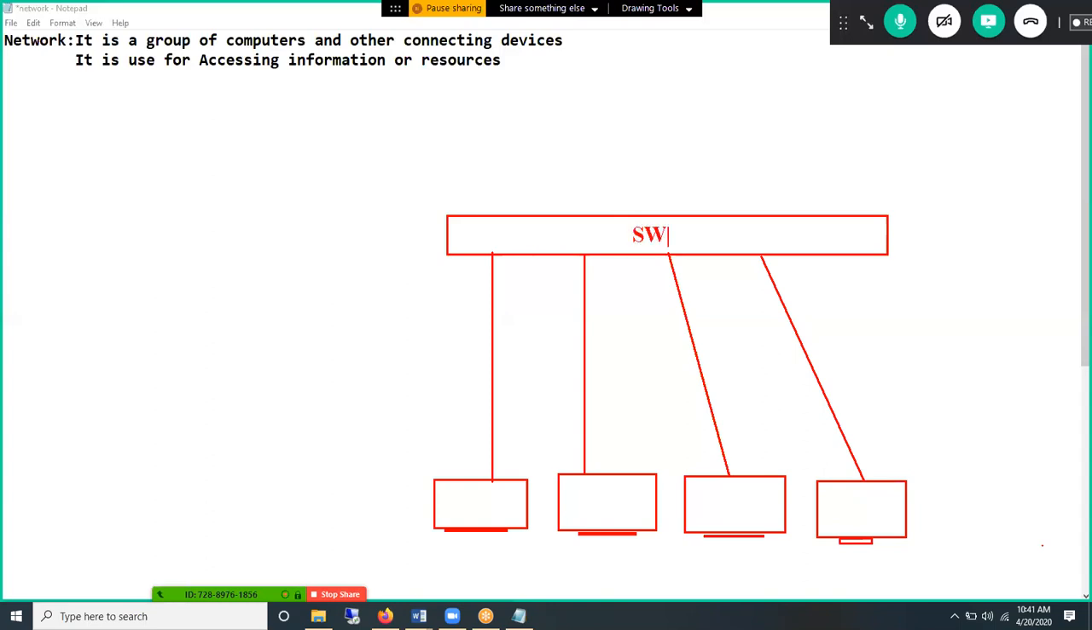Basically, we use networks for many reasons. In short, I can say it is behind whatever technology that you see in the market.